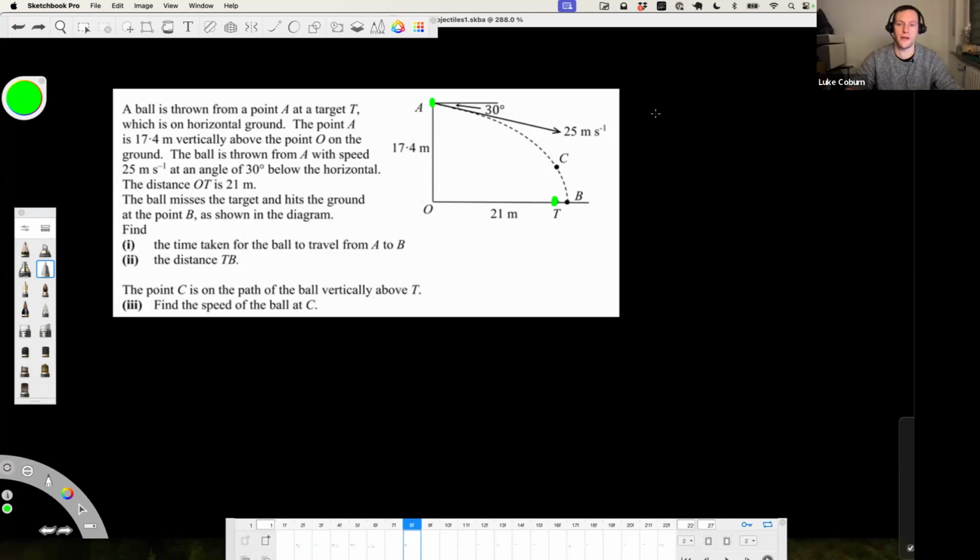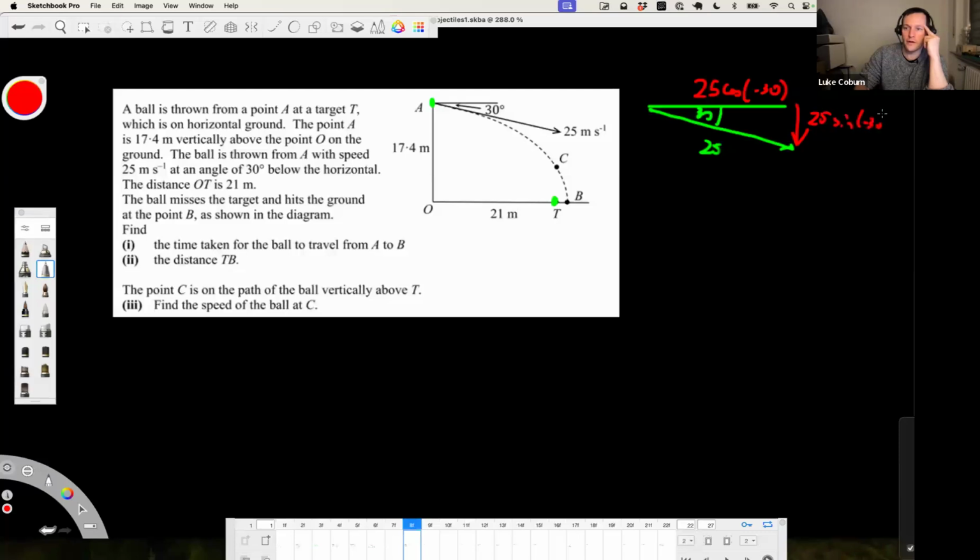So let's just write some things down. This is my 25 meters per second. This is my horizontal here, right? So I'll go over and immediately say that my velocity's horizontal component is going to be 25 cos of minus 30, and this one here is 25 sine of minus 30.